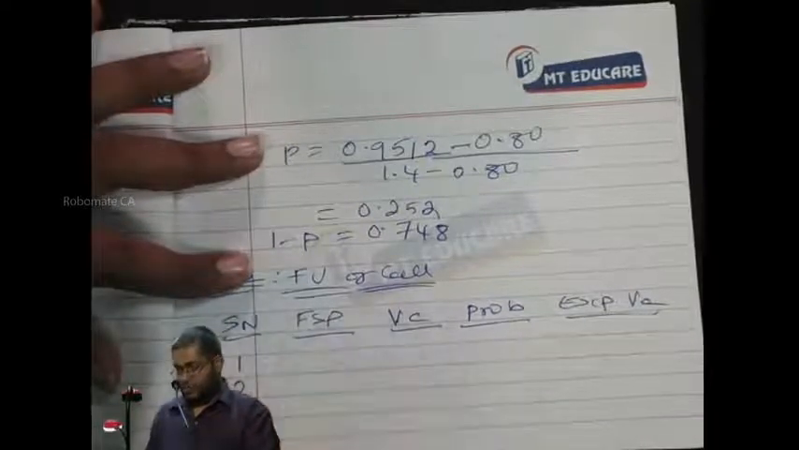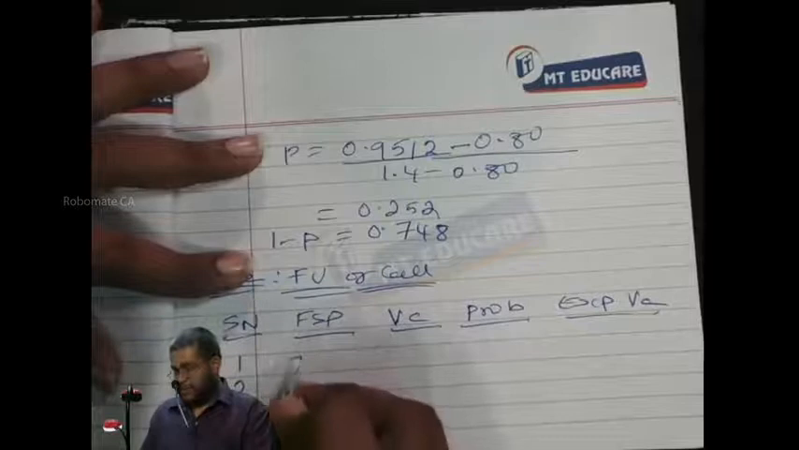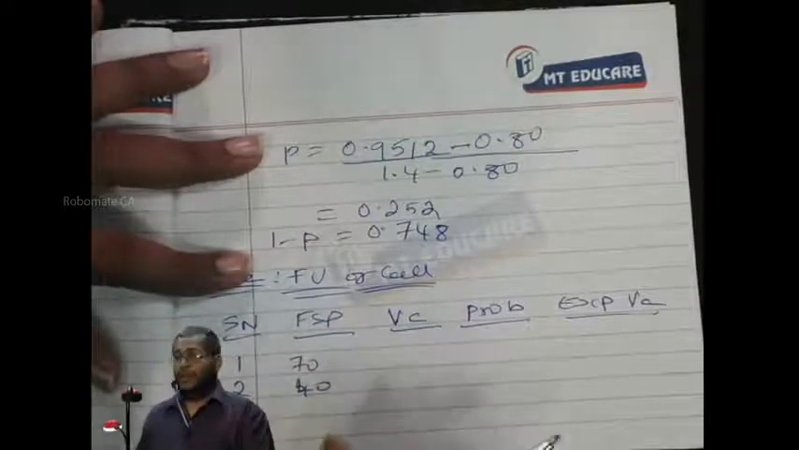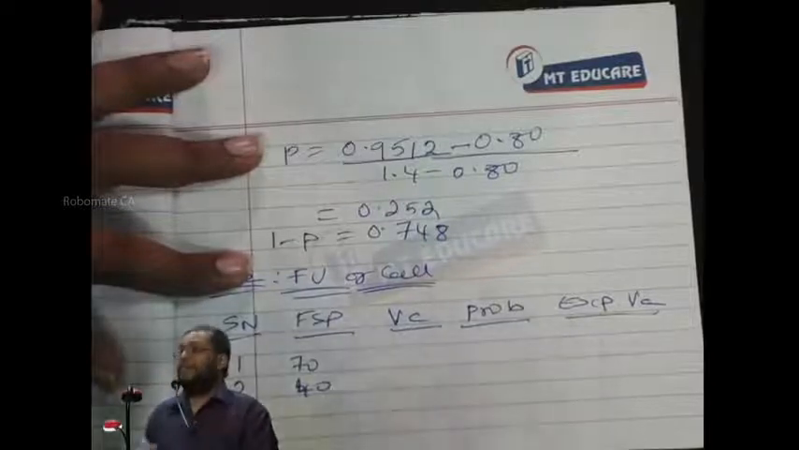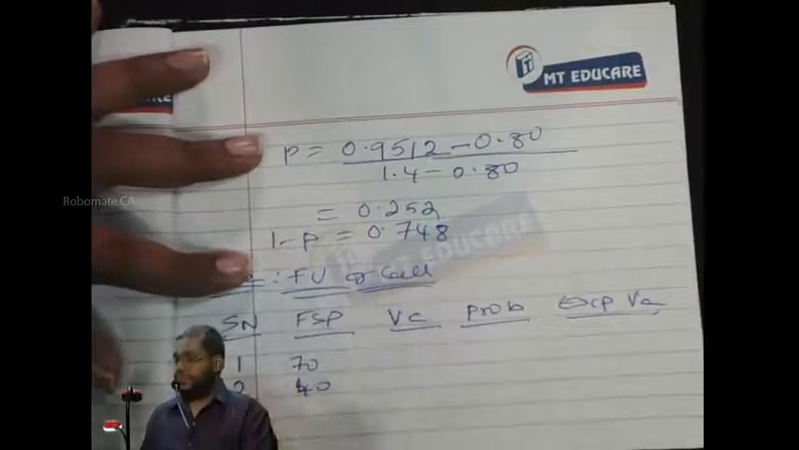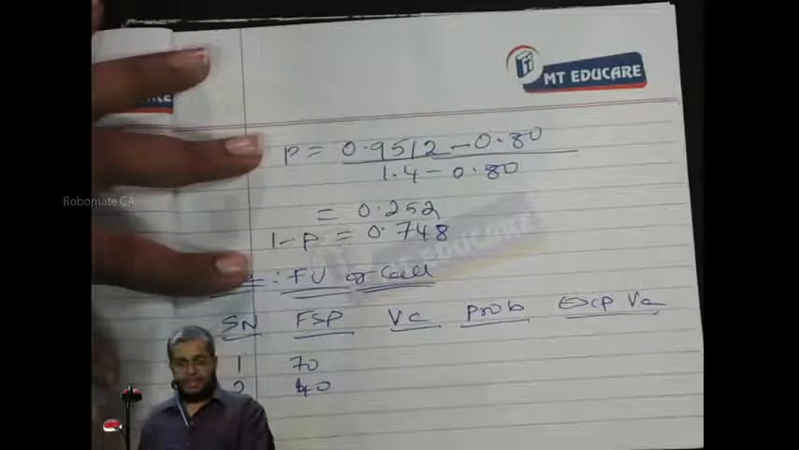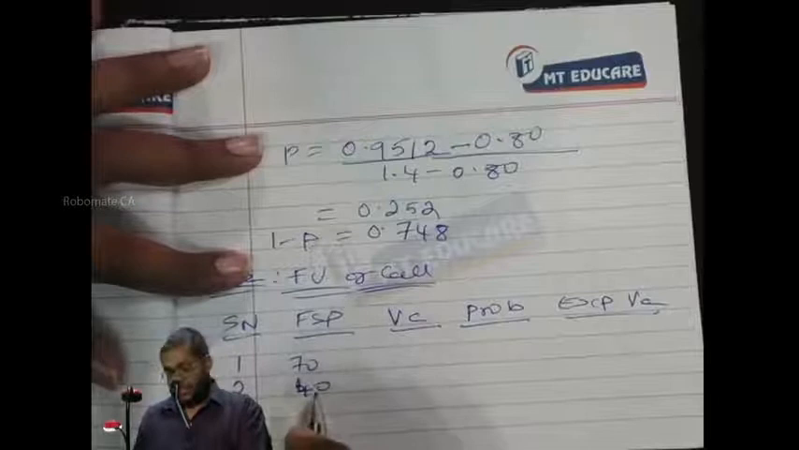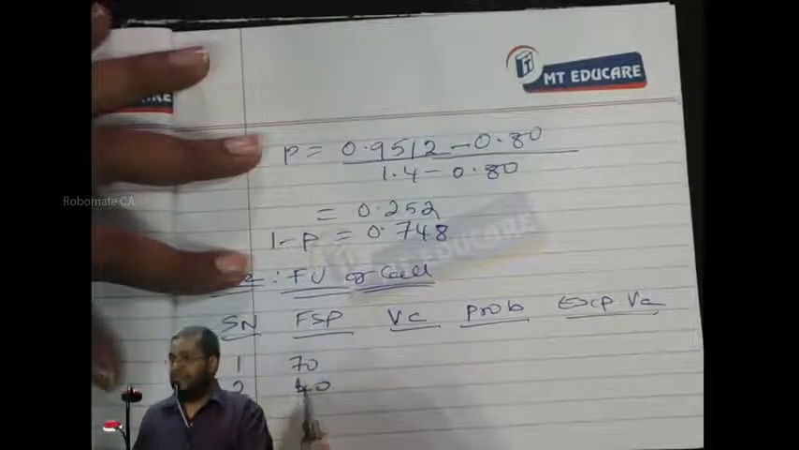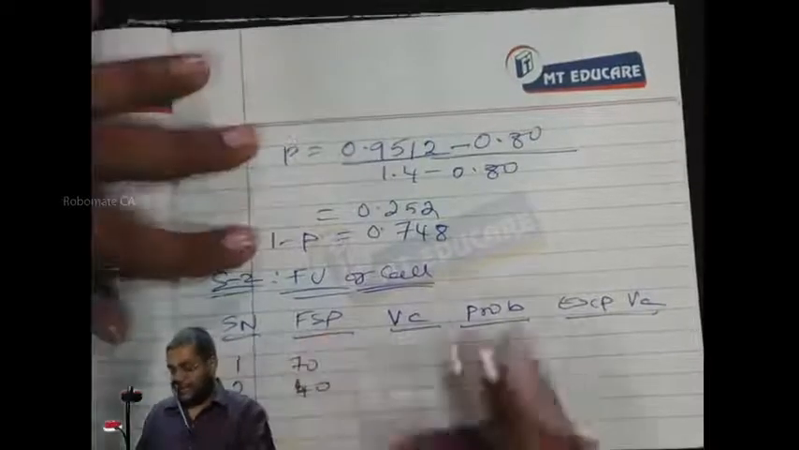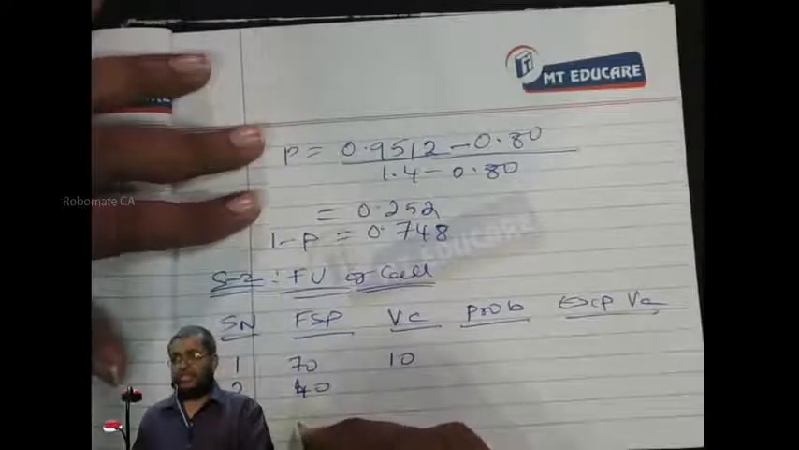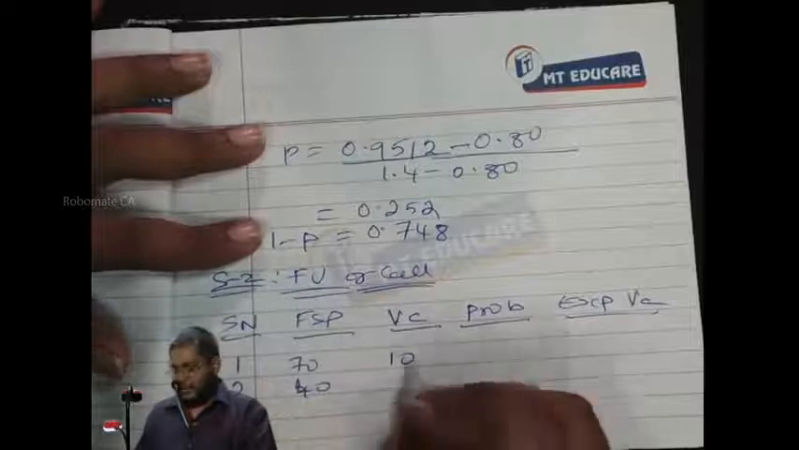Situation 1, 2. FSP can be 70 or 40. I have a strike price of how much here? 60. Strike price is 60. I have a right to buy at 60, and a dollar is worth 70. Exercise or lapse? Exercise. What is the value? 10. I have a right to buy at 60, and a dollar is worth 40. Exercise or lapse? Lapse.